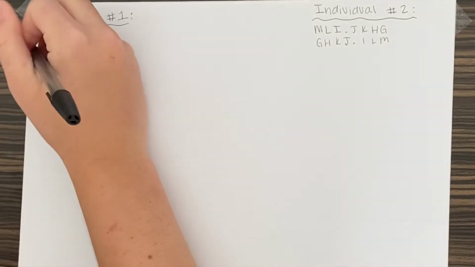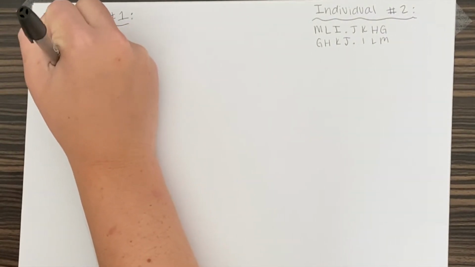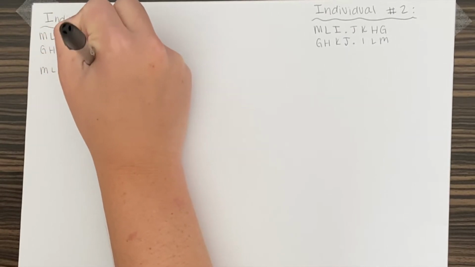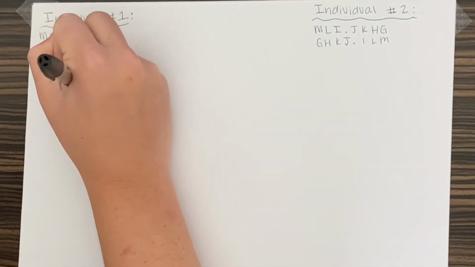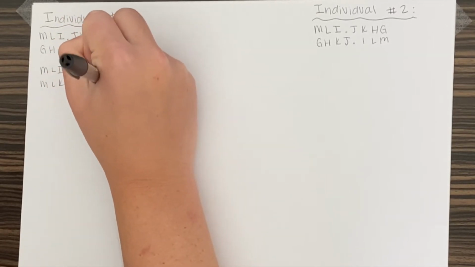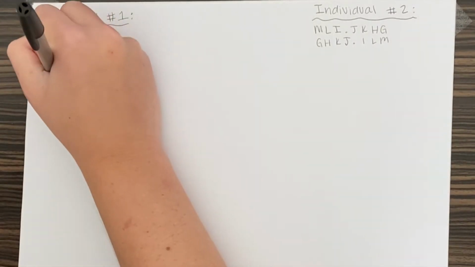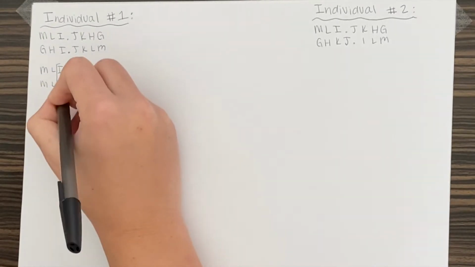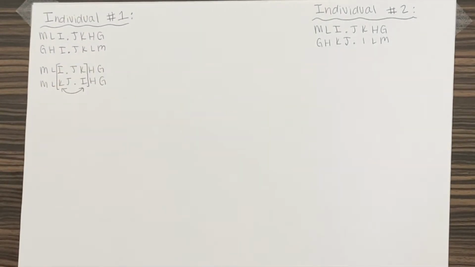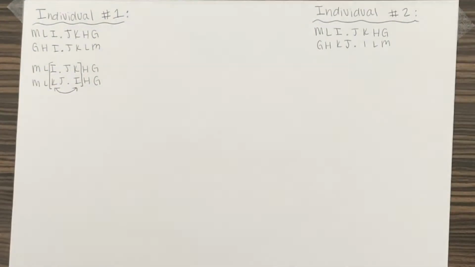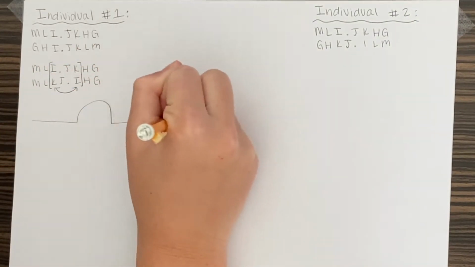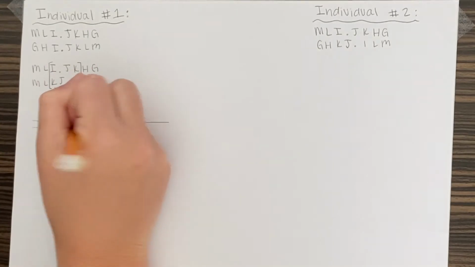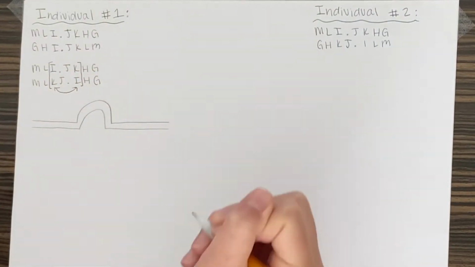In order to have the chromosomes match up as much as possible, we will flip one of them. Now we have MLI centromere JKHG and MLKJ centromere IHG. Looking at these two chromosomes, we can see that the I centromere JK and the KJ centromere I portions are flipped 180 degrees, but the rest matches up. This is called a pericentric inversion because the portion that is inverted contains a centromere. If it did not contain the centromere, it would have been a paracentric inversion.